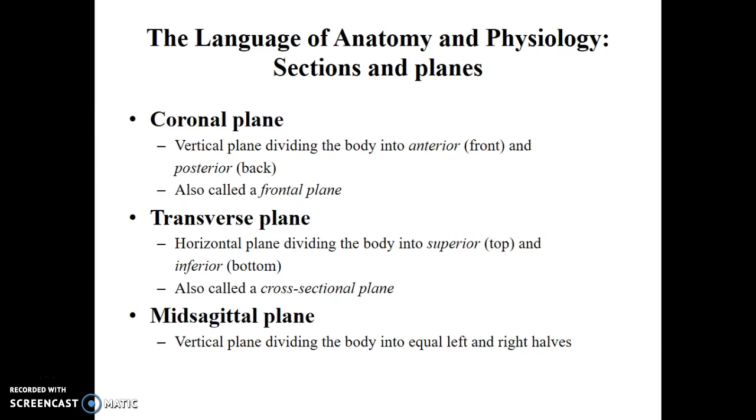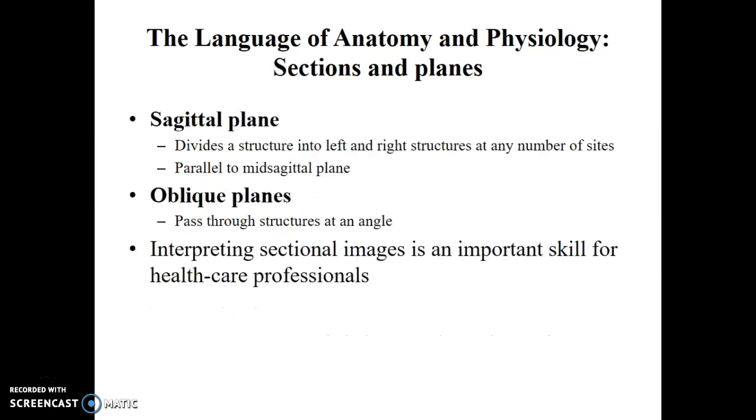I just talked about this. The coronal section produces an anterior and posterior structure. The transverse plane produces a superior and inferior. And the mid-sagittal produces equal left and right halves. A sagittal plane is going to just produce a left and right half. It does not have to be in the very middle, okay? And an oblique plane passes at an angle, so it kind of looks like a transverse and coronal.